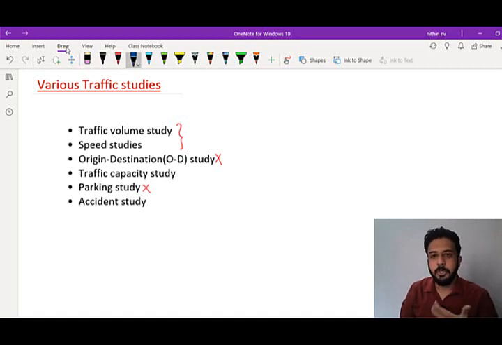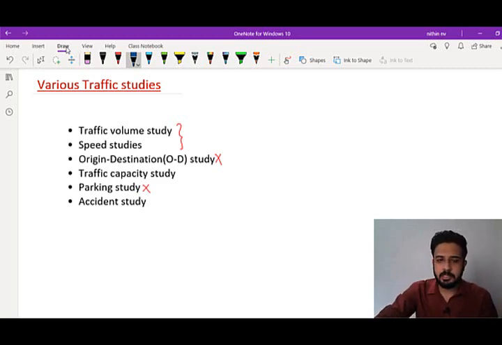That we are going to use in all other different studies also, or everywhere traffic volume is required. Without traffic volume, how will we analyze a road, correct? So it's a basic thing, it's a basic input data for all other types of studies.